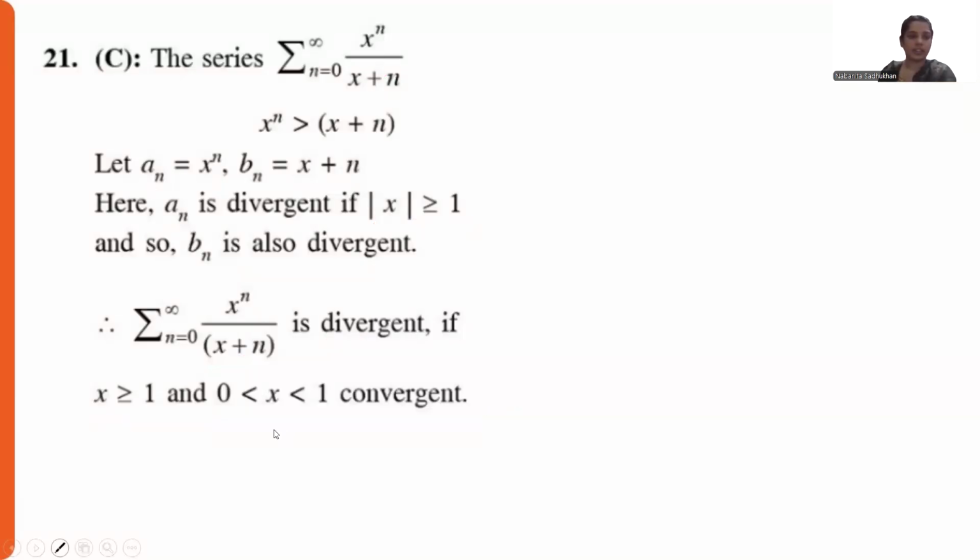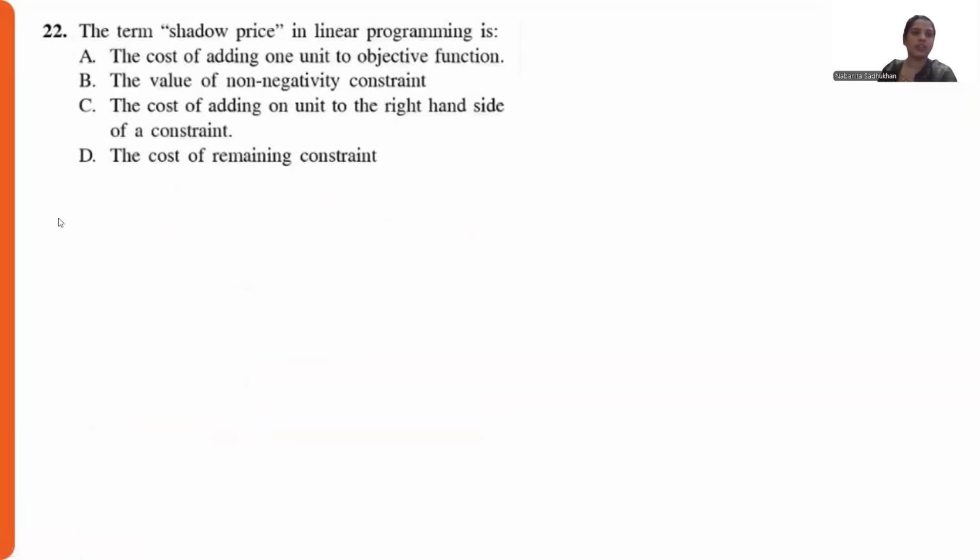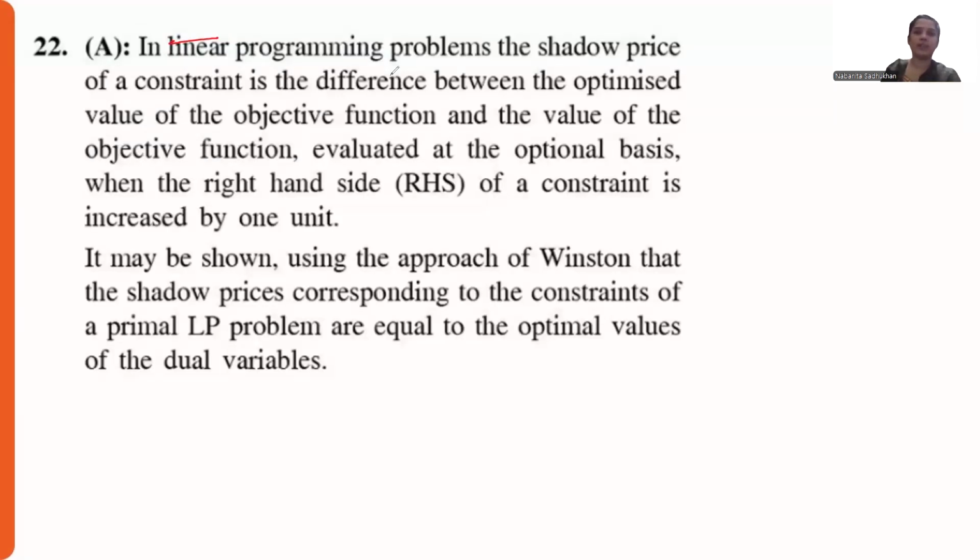Okay, great. Now let's move to the next one. So we have to know what the term shadow price in linear programming is, right? In linear programming problems, the shadow price of a constraint is the difference between the optimized value of the objective function and the value of the objective function evaluated at the optimal basis when the right-hand side of the constraint is increased by 1 unit, right?